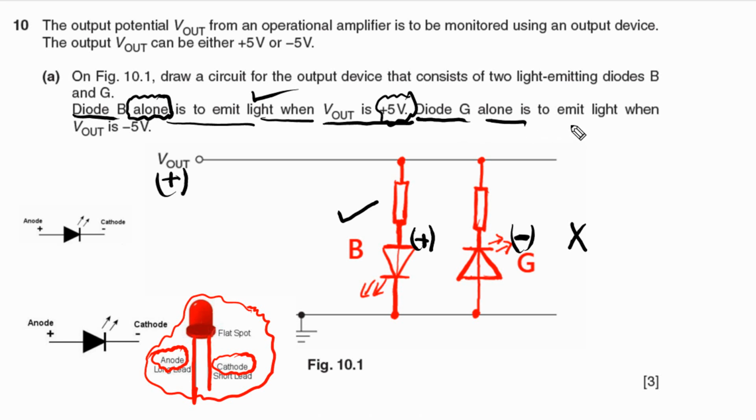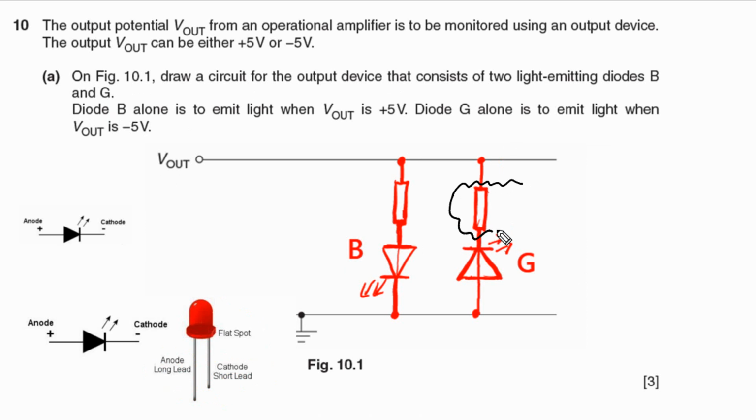Now let's move on to the second one. Diode G alone has to emit light when V out is negative 5 volts. When the output is negative, negative is connected with negative, so LED G will be conducting, meaning it will be on. But as this is negative, it is connected with the positive end of LED B, so LED B will not be conducting, meaning it will be off. So this is how we can answer part A.